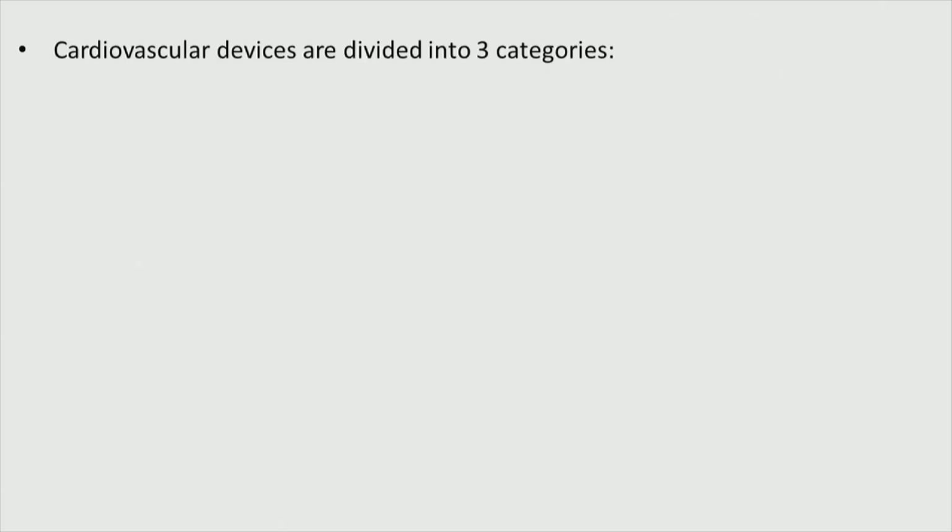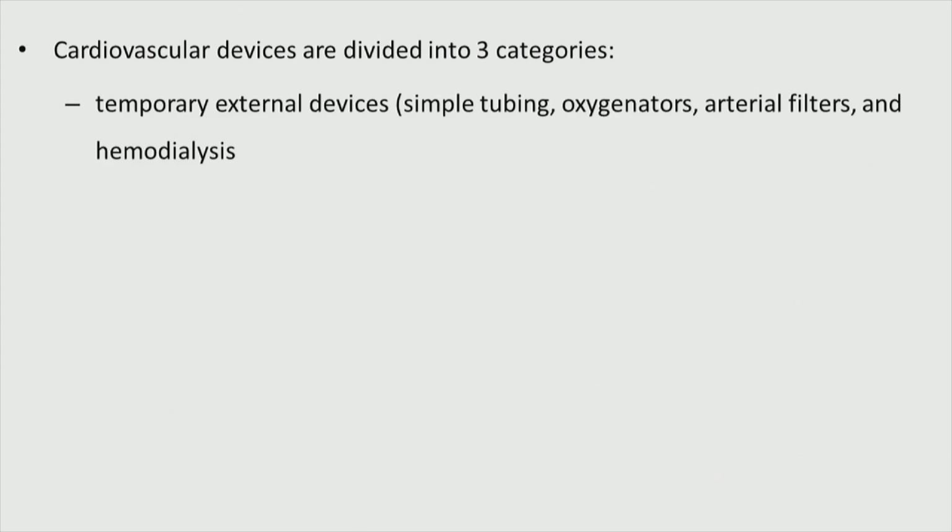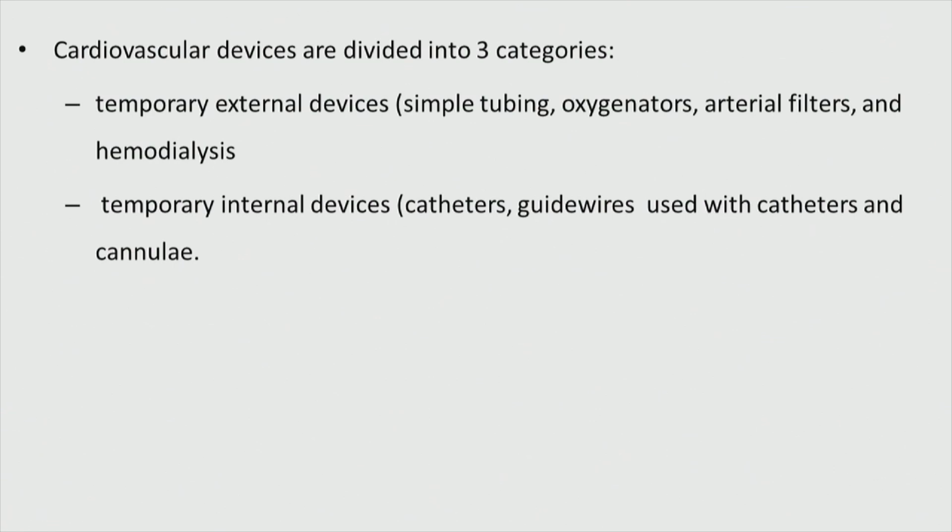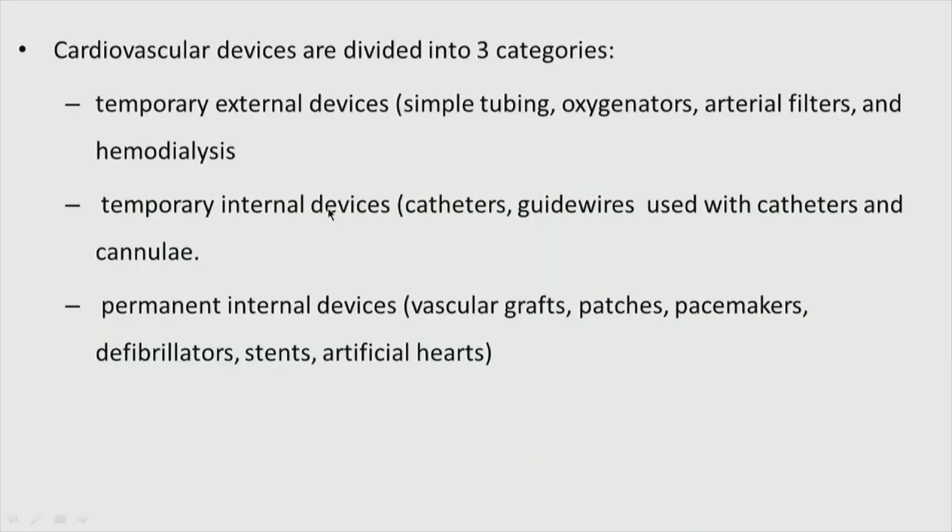So, these are divided into three categories. The temporary external devices, like simple tubings, oxygenators, arterial filters, hemodialysis. Then temporary internal devices, like your catheters, guide wires used for catheters, cannulae, and any angioplasty related activities, there could be many temporary devices. Then permanent devices: vascular grafts, patches, pacemakers, defibrillators, stents, artificial hearts, all these valves and so on.